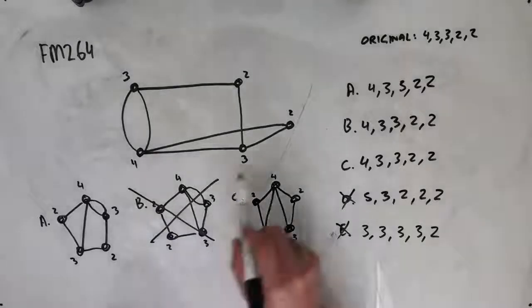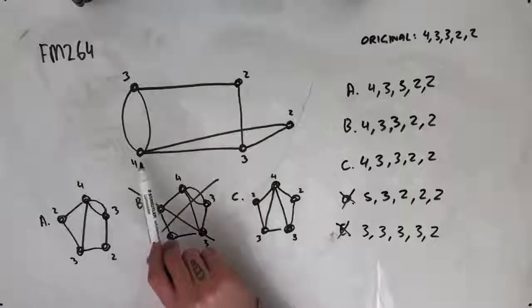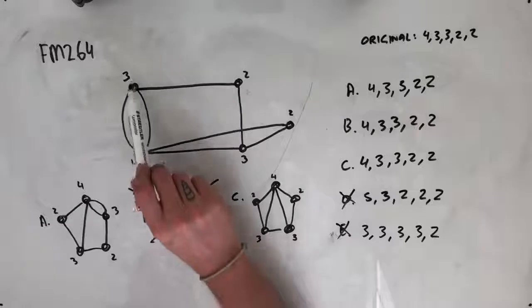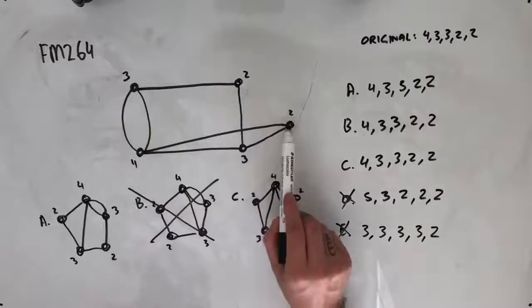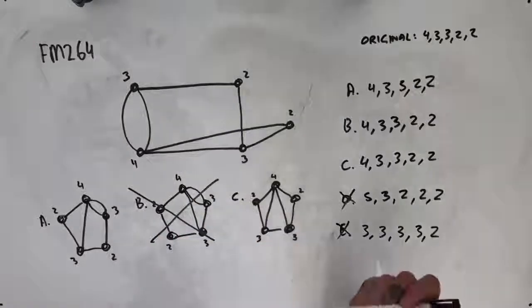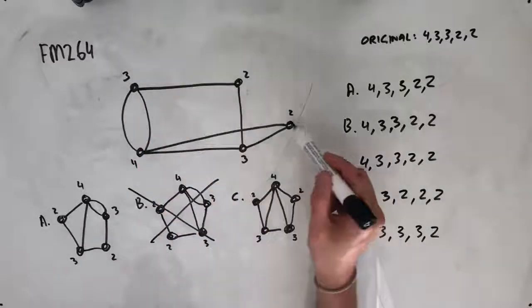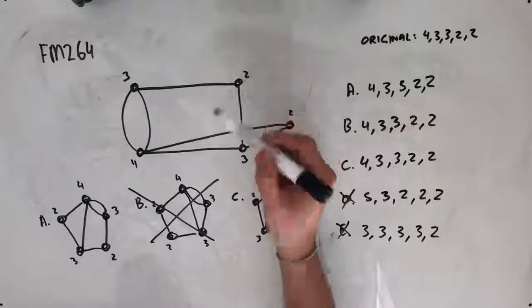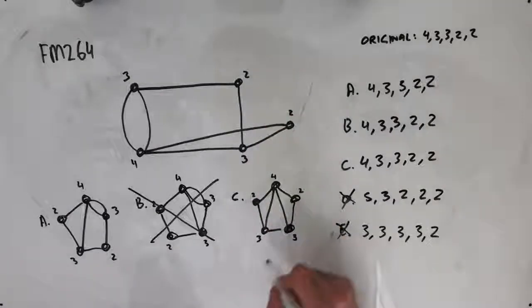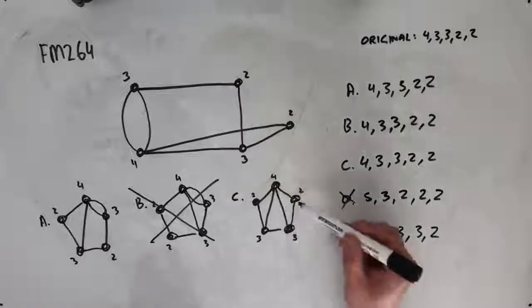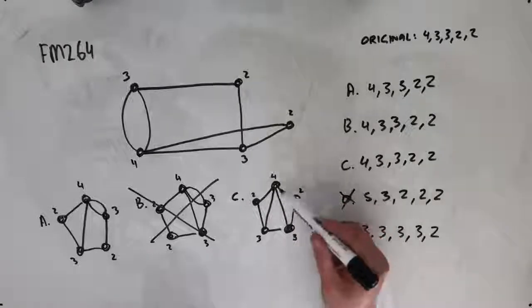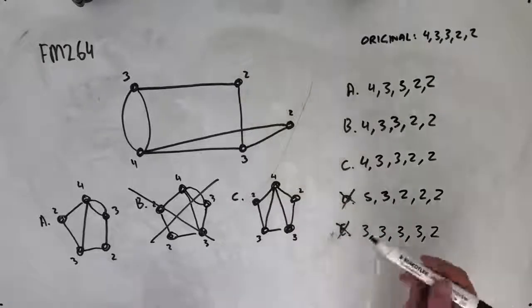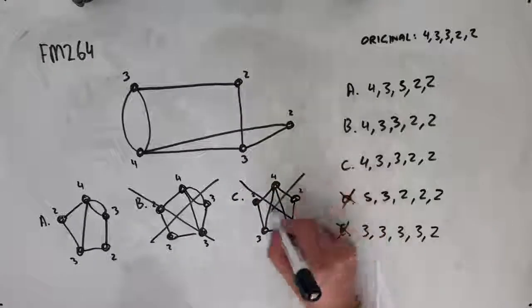What you'll also notice looking at our original graph is that our 4 connects to a 3, with 2 of its edges connecting into that 3. It connects to a 2, and it connects to a 3. So it connects to a 3, a 2, and a 3, but it does not connect directly to this 2. However, in graph C, we can see that the 4 has one arm going to each of the other vertices. So it has one going to a 2, a 3, and a 3, meaning that it also is not our correct option.